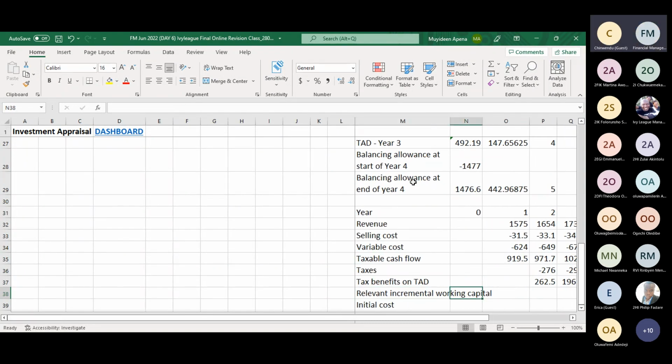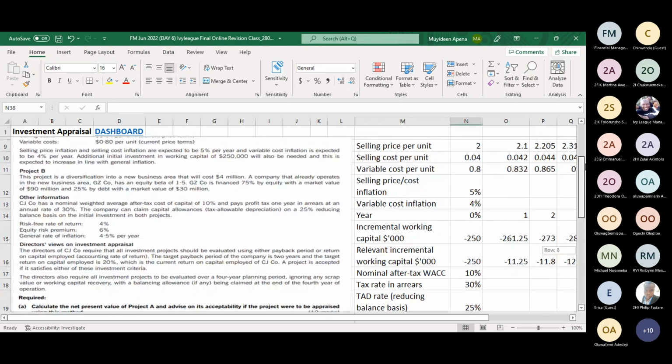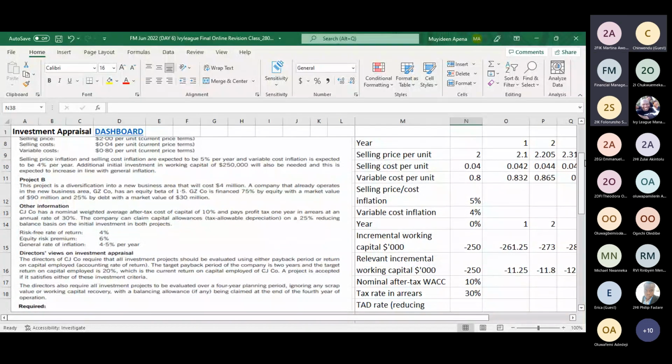The next thing is to account for the relevant incremental working capital. In year 0, this 250,000, is it relevant or not relevant? It's the increase, it's not relevant. Okay, my question is deliberate. The last one we treated, what did we say? When we treated the question in I think the 4 or so, you said it was a sunk cost.